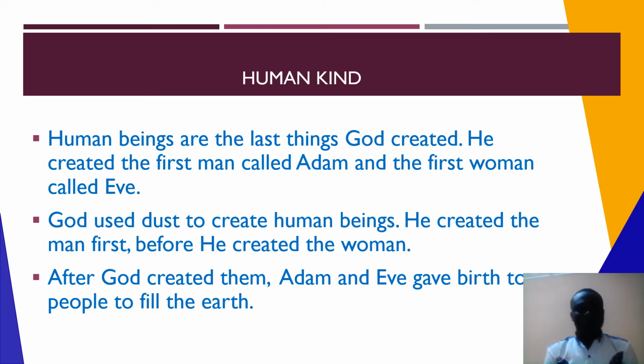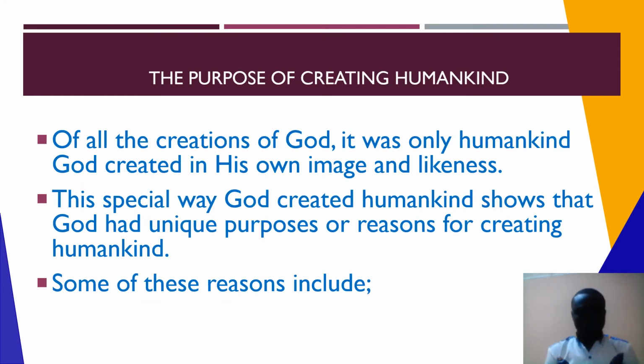After God created them, they also gave birth to children. So Adam and Eve gave birth to Cain, and they gave birth to Abel. Abel was killed by his brother Cain. Cain got married, and then he also gave birth. His children also gave birth. His children's children also gave birth. His children's children's children also gave birth. And this is why we have a lot of people on the earth today.